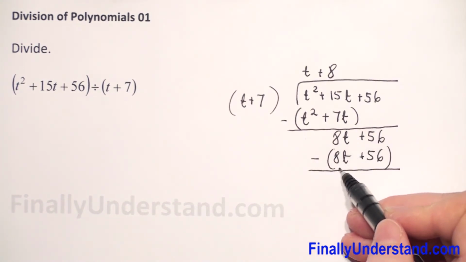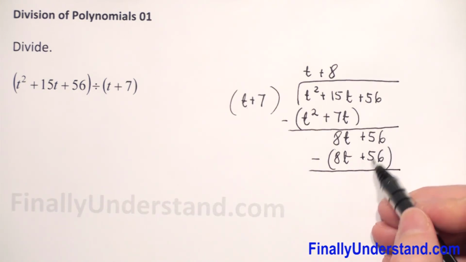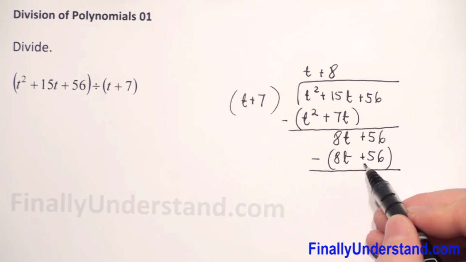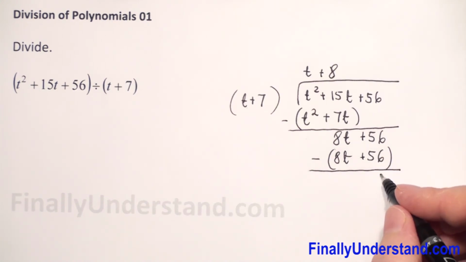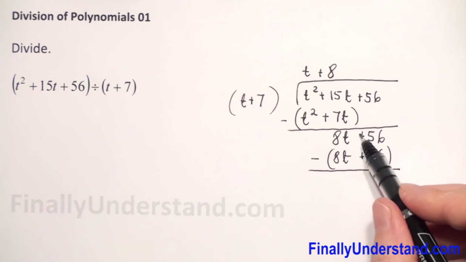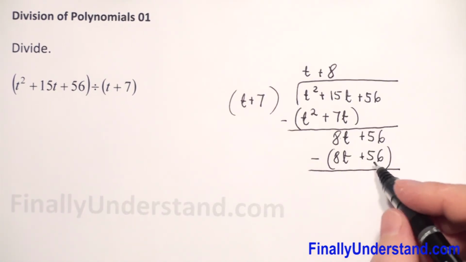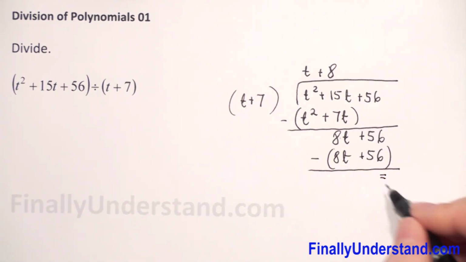8t minus 8t is 0. 56 minus 56, because negative and positive give me negative. 56 minus 56 is 0. So we see that this term now reduced. We don't have here anything.